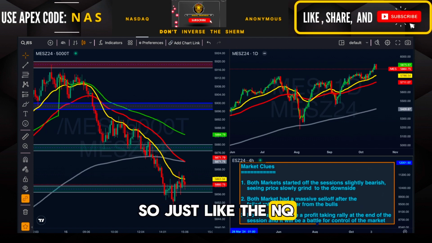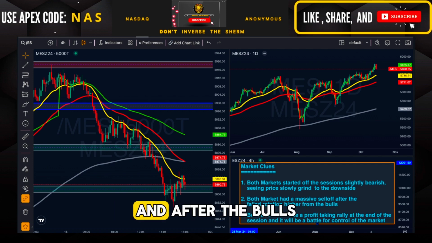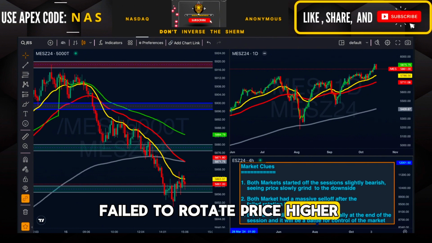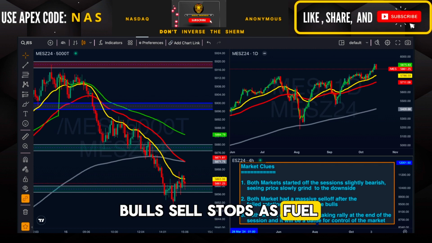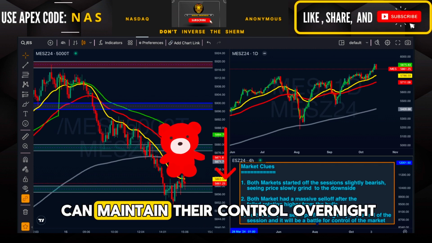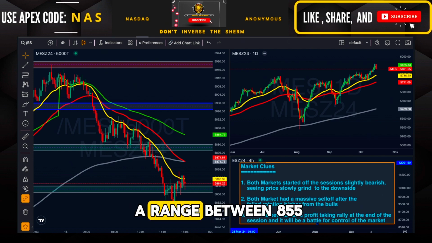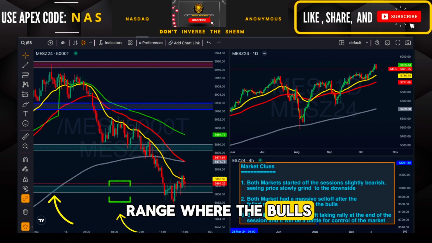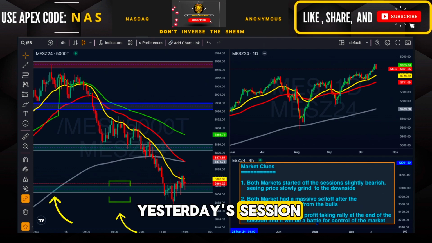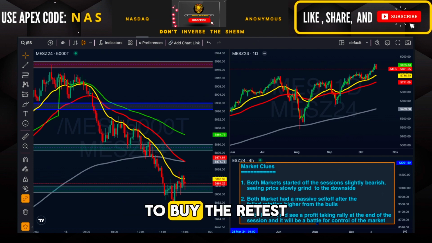Just like the NQ, price initially traded to the downside at the start of the session. After the bulls failed to rotate price higher, we saw the bears finally step up and rotate price lower using the bulls' sell stops as fuel. If the bears can maintain their control overnight, then I'll be watching the reaction when price trades within a range between 855 and 850, because this is the range where the bulls found support towards the close of yesterday's session. I do expect passive buy orders to be resting in this area to buy the retest.